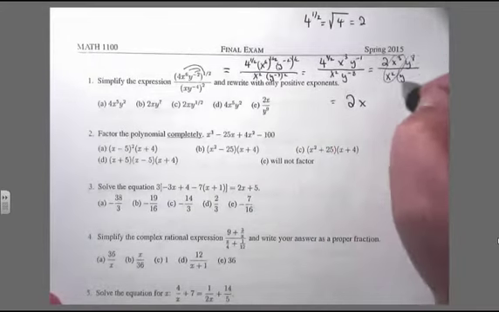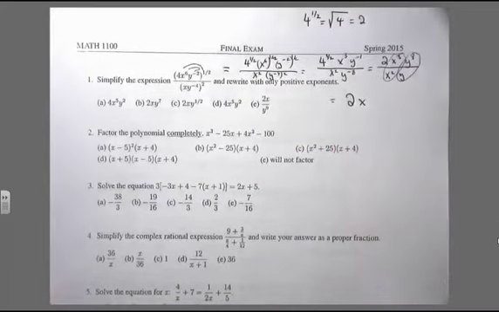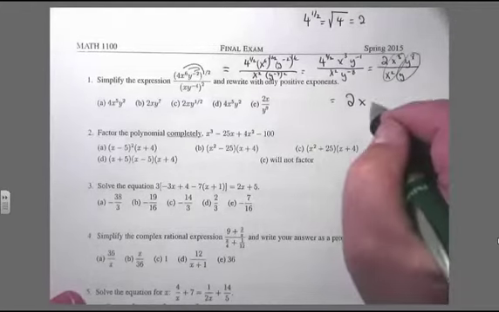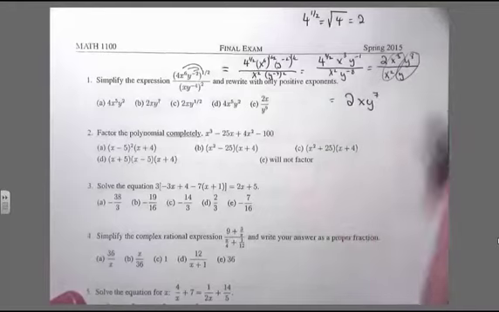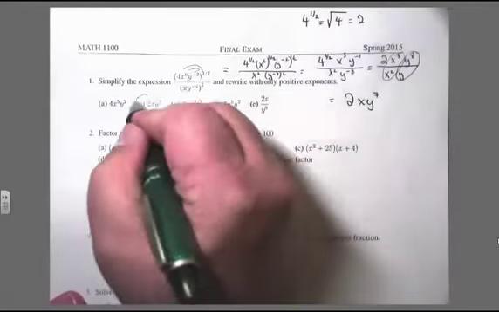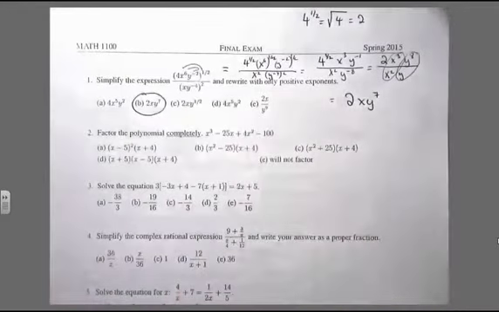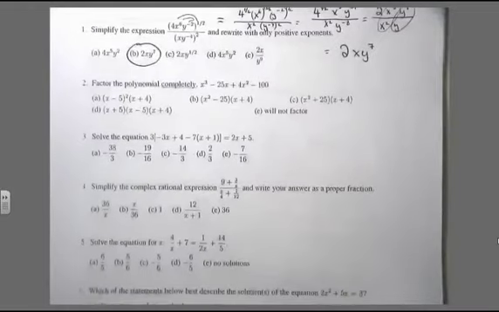Now let's talk about the y's. I got y to the 8th divided by y. What is that going to give me? Y to the 7th. So the answer is 2x times y to the 7th, which is the answer B. Again, practicing your properties of exponents. Does that make sense? Take a look at the next one.